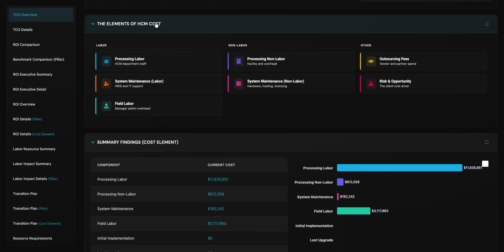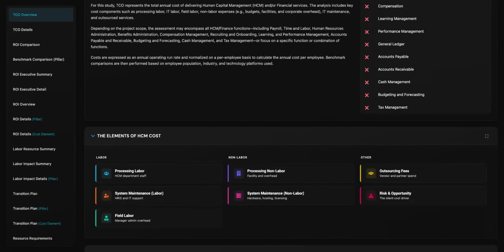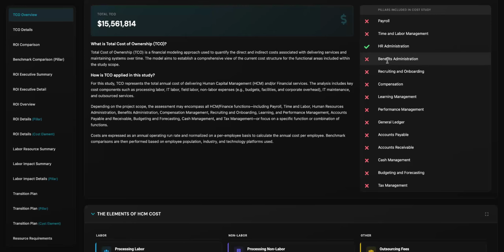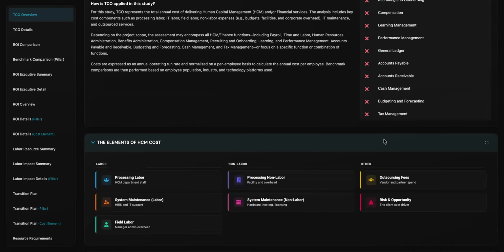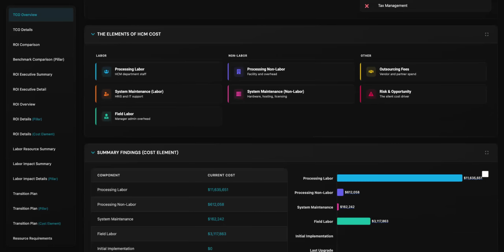And as you kind of go through this pillar, I want to spend just a minute talking about the elements of HCM cost. So if we're in HR or benefits or recruiting or accounts payable or whatever, our methodology is going to be consistent at SBSI regardless of the pillar that we're in. So the methodology that we follow or the information that we collect when we talk about a total cost of ownership recipe, in this case for HR, these are the things that we will include in that study.